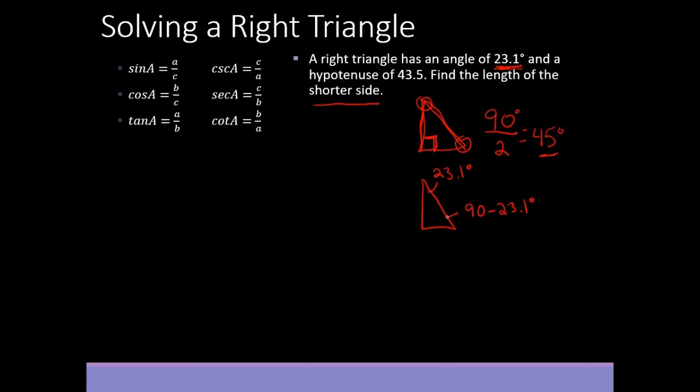So what can we tell about the shorter side now? Well, we talked about the fact that the sides correspond to the lengths, or correspond to the sizes of the angles. So the shorter side is going to correspond to the smaller angle. So the shorter side is going to be right there. It's going to correspond to the smaller angle. And then they gave us hypotenuse, 43.5. So there we go. So we have a right triangle.